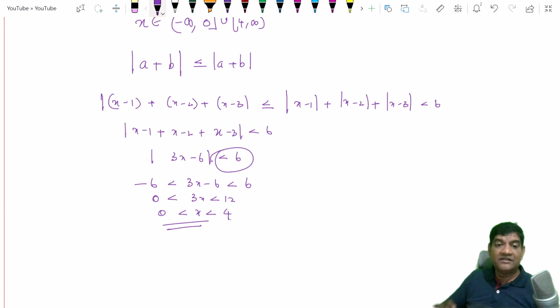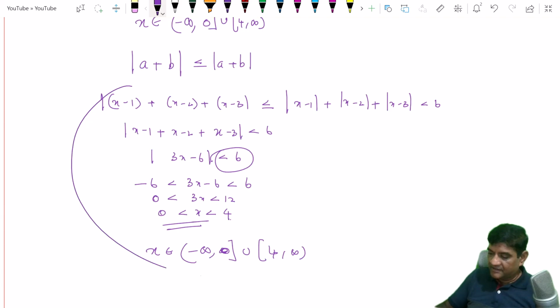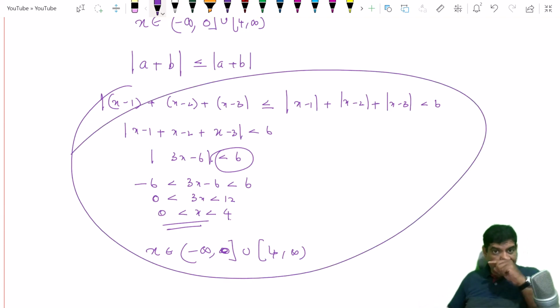So what's the solution when it's greater than or equal to 6? The other way around, which basically means that x belongs to minus infinity to 0, union 4 to infinity. Now this is a very easy way of solving it, right? You don't need to do case 1, case 2, case 3 and all of that.